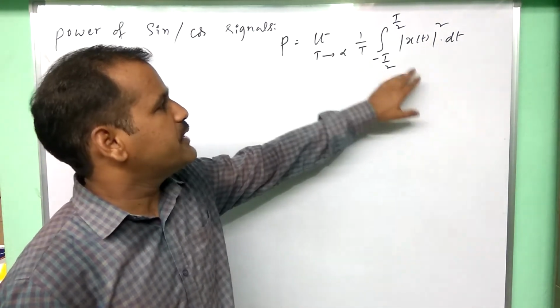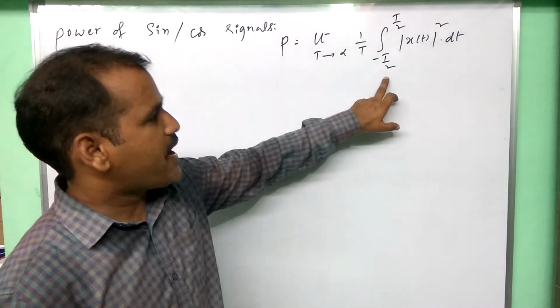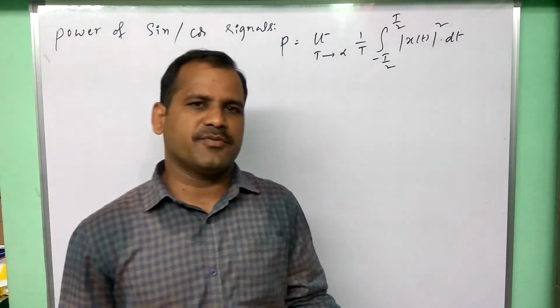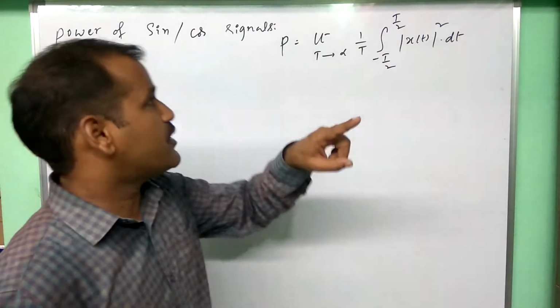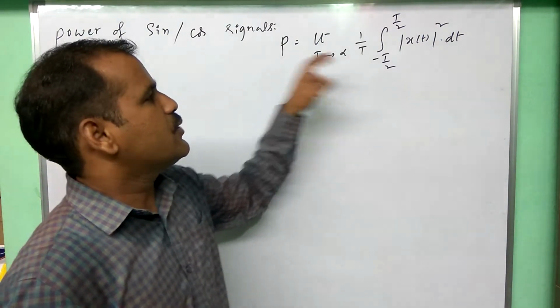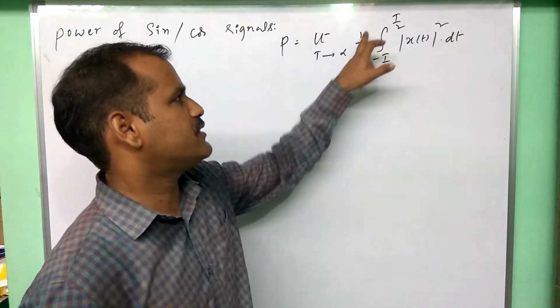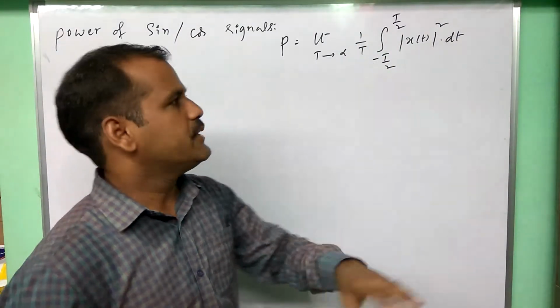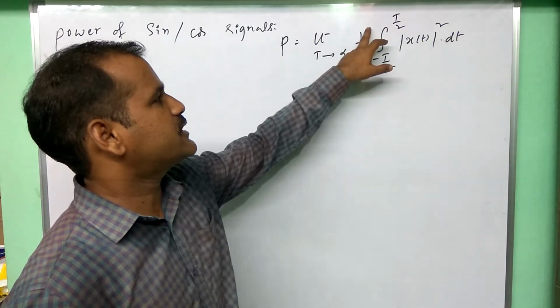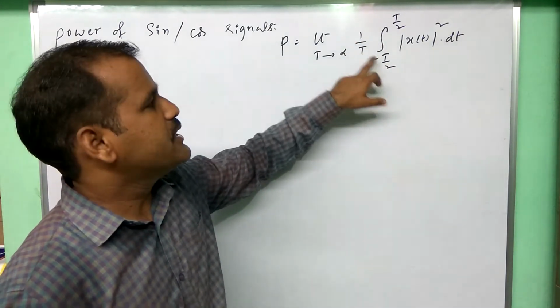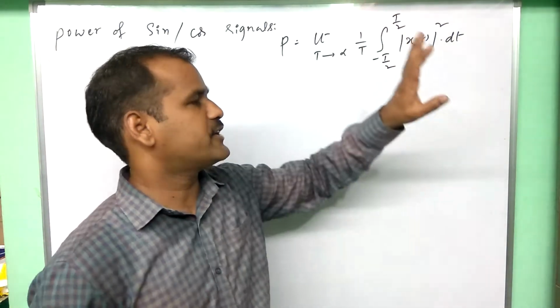Only in the sense that here 1 by 2T, minus T to plus T, is also one formula, which is frequently used for non-periodic signals. The same formula, if we apply for periodic signals, we can slightly modify for our simplicity. Both formulas will give the same value. But for periodic signals, we just take 1 by T, because here T can be taken as the time period, and integrate from minus T by 2 to plus T by 2.